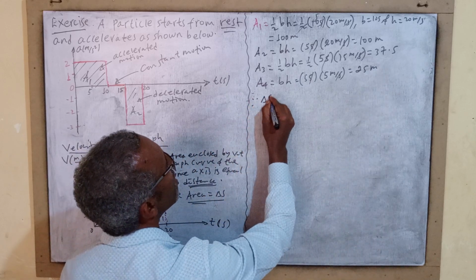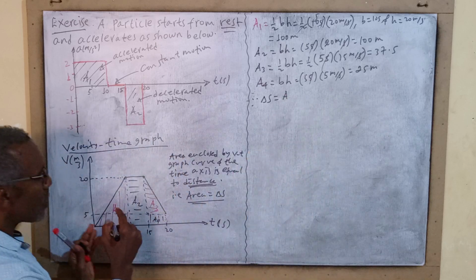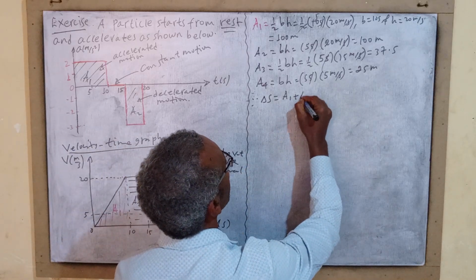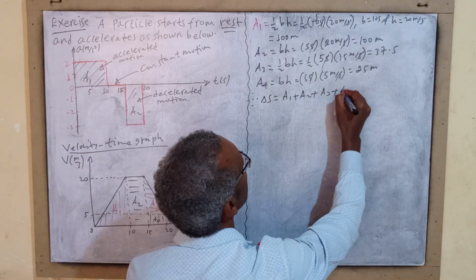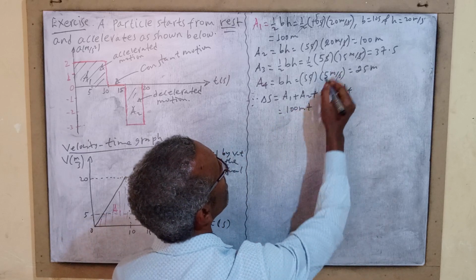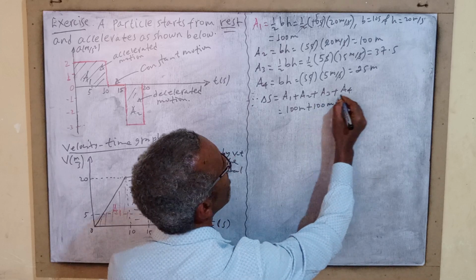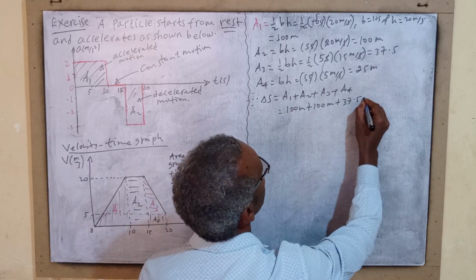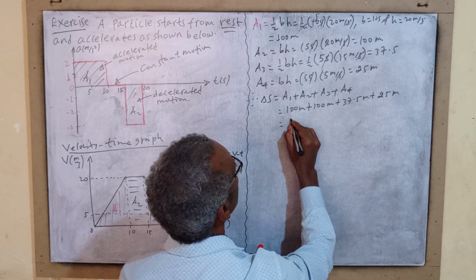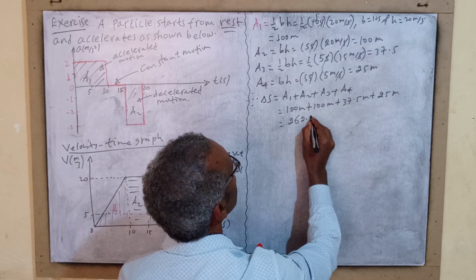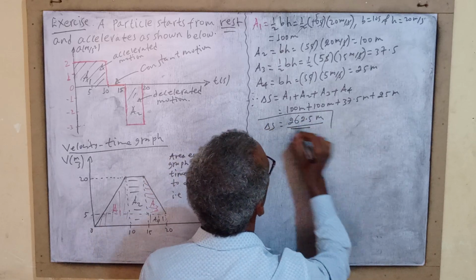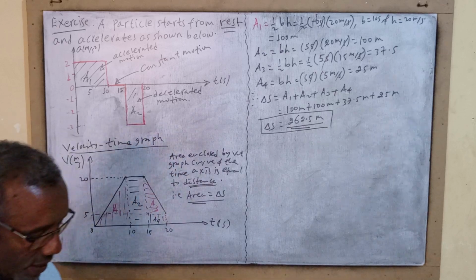Therefore, distance is equal to the sum of the area of each portion, A1 plus A2 plus A3 plus A4. A1 is 100 meters plus A2 is 100 meters plus A3 is 37.5 meters plus A4 is 25 meters. This is equal to 262.5 meters. This is the total distance traveled in the 20-second interval.